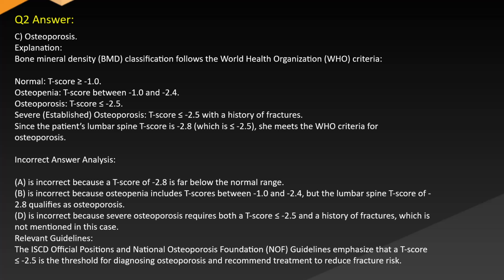Incorrect answer analysis. A is incorrect because a T-score of negative 2.8 is far below the normal range. B is incorrect because osteopenia includes T-scores between negative 1.0 and negative 2.4, but the lumbar spine T-score of negative 2.8 qualifies as osteoporosis. D is incorrect because severe osteoporosis requires both a T-score of negative 2.5 or lower and a history of fractures, which is not mentioned in this case. Relevant guidelines. The ISCD official positions and National Osteoporosis Foundation (NOF) guidelines emphasize that a T-score of negative 2.5 or lower is the threshold for diagnosing osteoporosis and recommend treatment to reduce fracture risk.